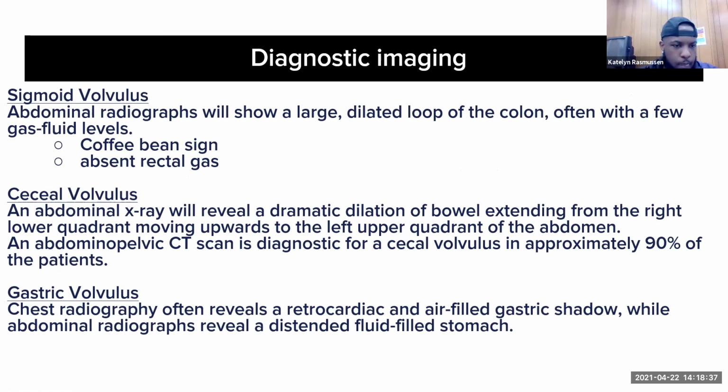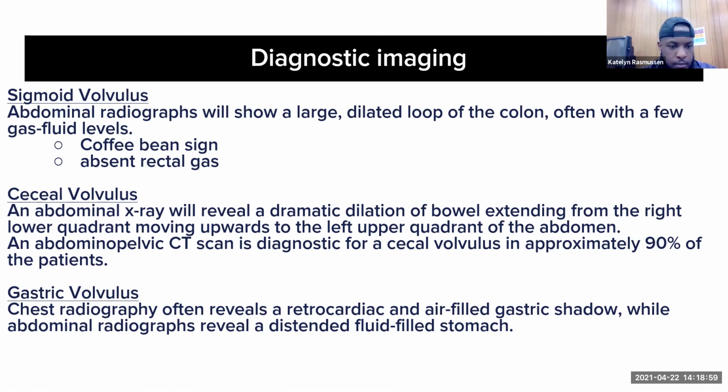Cecal volvulus. An abdominal X-ray will reveal a dramatic dilation of bowel extending from the right lower quadrant upward to the left upper quadrant of the abdomen. An abdominal pelvic CT scan is diagnostic for cecal volvulus in approximately 90% of patients.